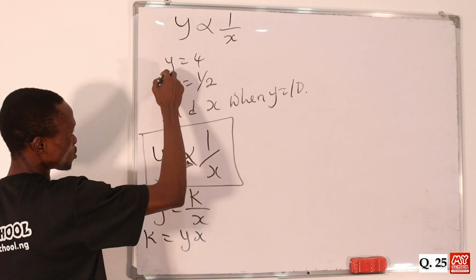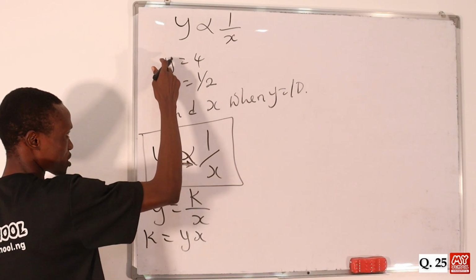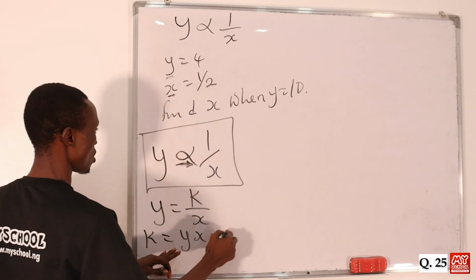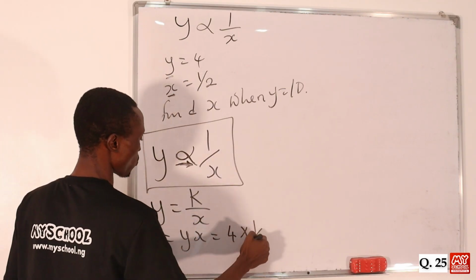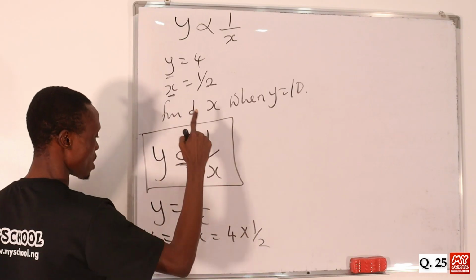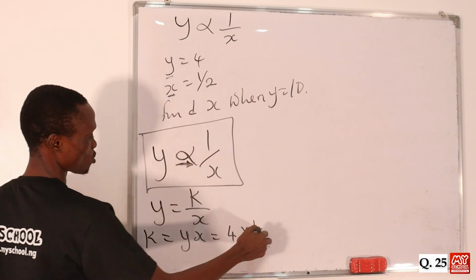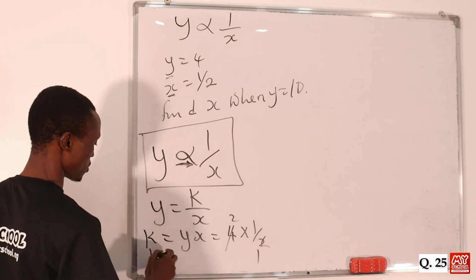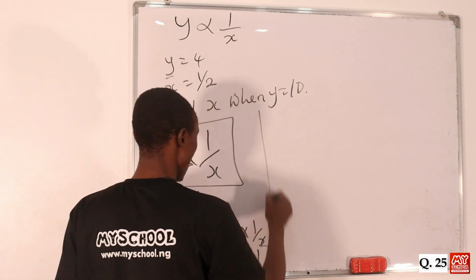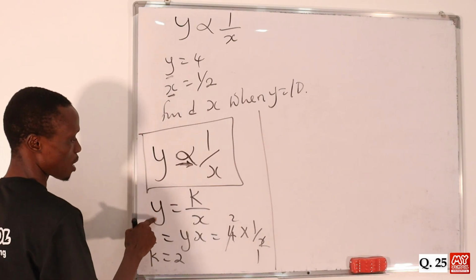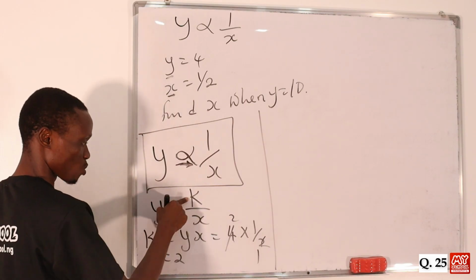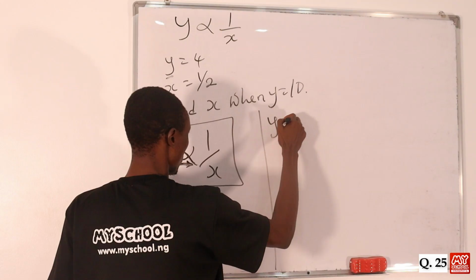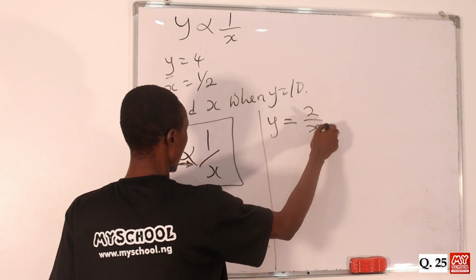Now we can go back and substitute the first values of x and y that are given to us, which is 4 times 1 over 2. 1 over 2 for x and 4 for y. So 2 here is 1, 2 here is 2, so that k is equals to 2. Then we return back to the original equation and substitute the value of k into it. So here y will be equals to 2 all over x.